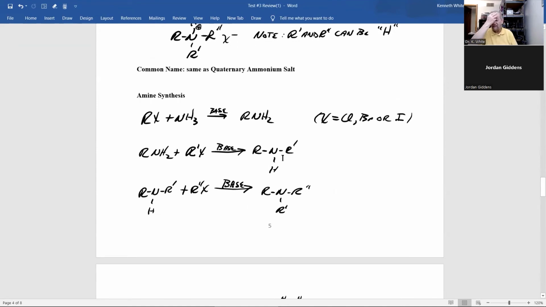How do you make a primary amine? React an alkyl halide with ammonia in the presence of base. Remember, in amines, nitrogen can have 3 bonds. Amine salts and quaternary ammonium salts have 4. So unlike carbon, which is always 4, nitrogen can have 3 or 4 bonds. In amines, and I'll teach you later, amides, it's 3 bonds. In amine salts and quaternary ammonium salts, it's 4 bonds. Now, if you take an alkyl halide, ammonia in the presence of base, you'll get a primary amine. So let's try that.